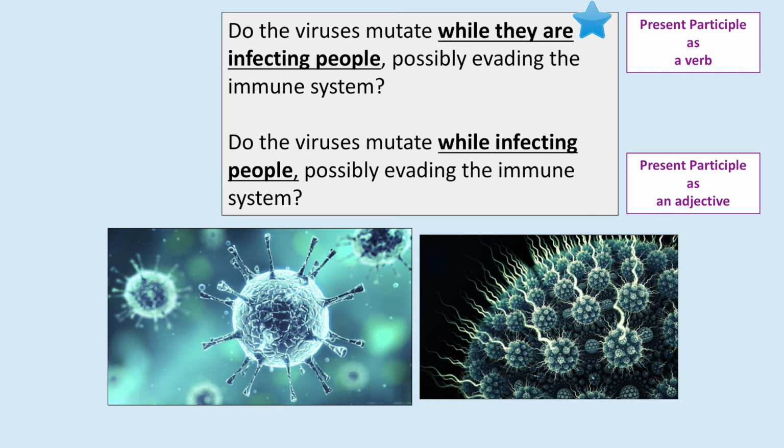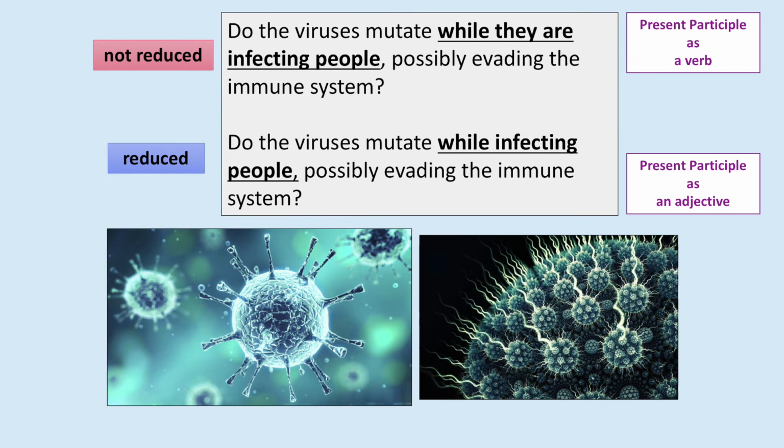Look at the first clause, while they are infecting people. This is a non-reduced adjective clause. Look at the second, while infecting people. This is a reduced adjective clause. In the first sentence, the present participle infecting is used as a verb. You can see the be verb are in front of it. In the second sentence, the present participle infecting is used as an adjective. There is no be verb in front of it.